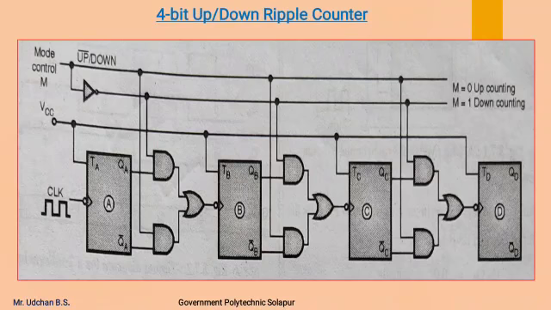Now this is the 4-bit up down ripple counter, which is the same as the 3-bit. The only difference is that it consists of one extra flip-flop, so it will count 16 clock pulses from 0 to 15 in up direction, or it will count the 16 clock pulses from 15 to 0 in case of down counting.